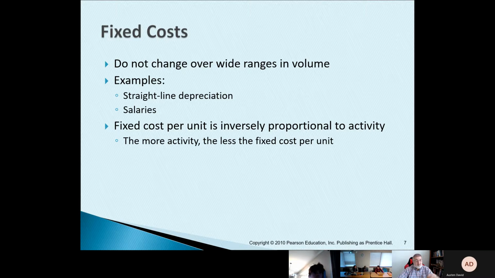But the more that you produce during the time that I'm paying you that fixed amount, the less it is per unit. So somebody do the math real quick. What's 400 divided by 20?